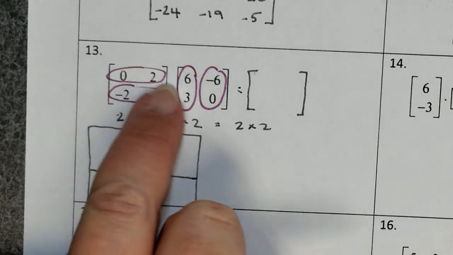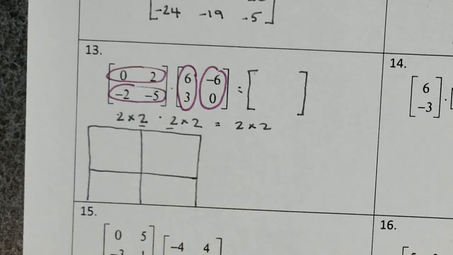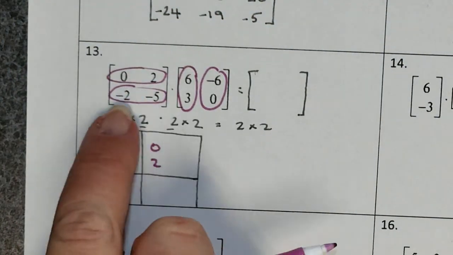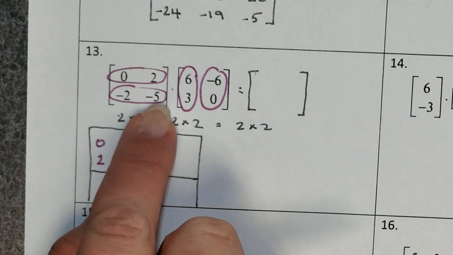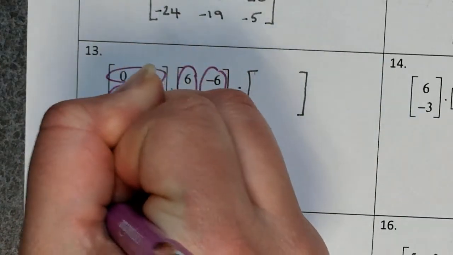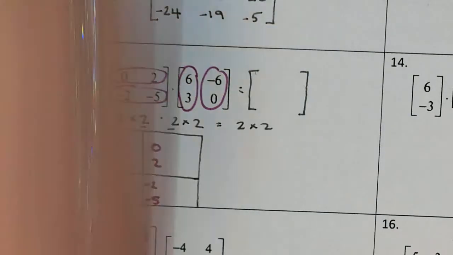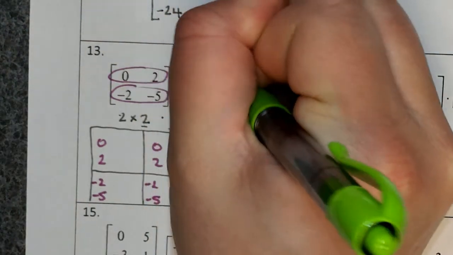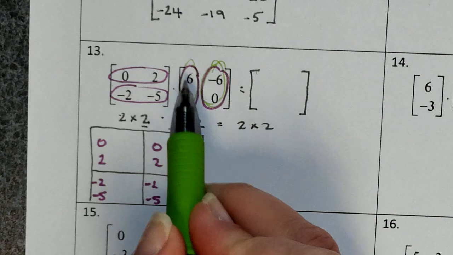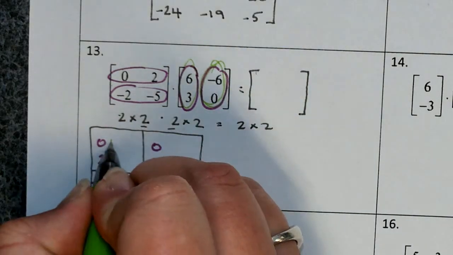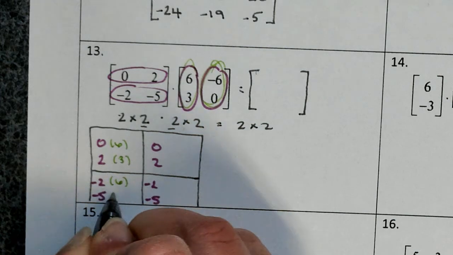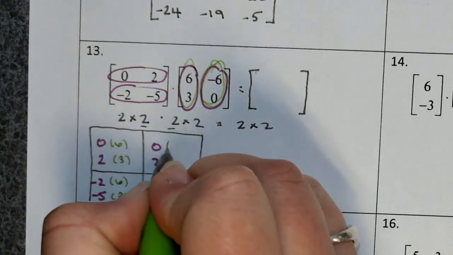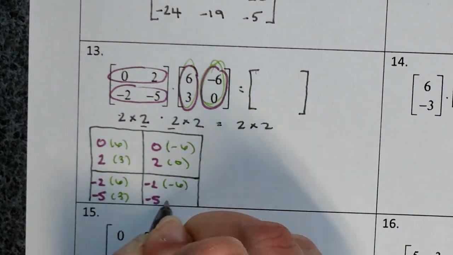So across the top row, what are the two numbers? 0, 2 goes in every box across the top. What are the numbers in the bottom row? Negative 2, negative 5 go in every box across the bottom. Okay, let me switch colors for the columns. So I'll use green. In the first column, what two numbers do we use? 6 and 3 go in every single box. In the second column, the two numbers we use are negative 6 and 0. Negative 6, 0 goes in every box.